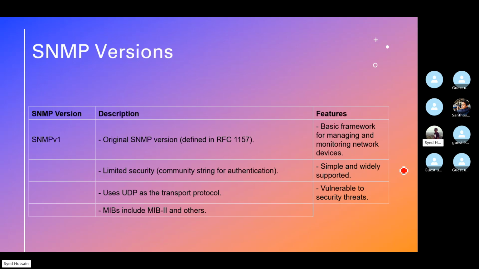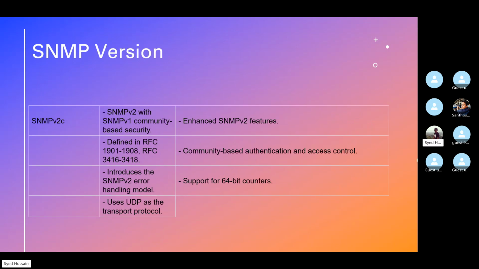So we'll go with the next slide. There is SNMP version 2. How will SNMP version 2 work? You can see SNMP version 2 has some extra features compared with SNMP version 1. It also works with the UDP protocol. It has an error handling model, and it is also based on authentication and access control.